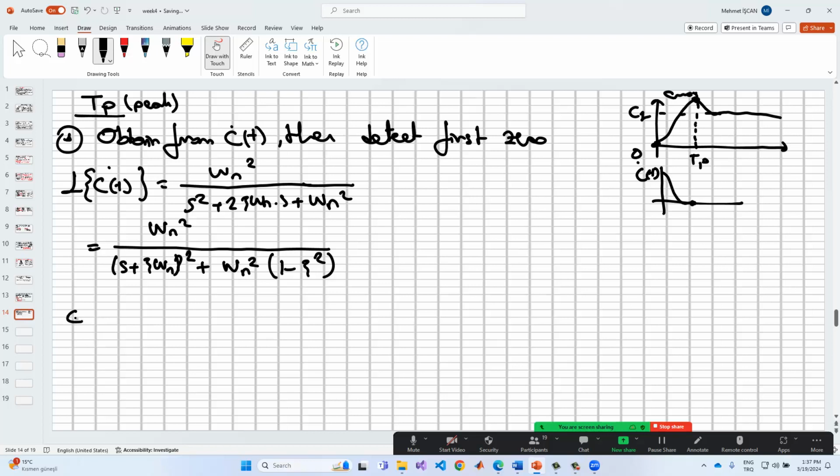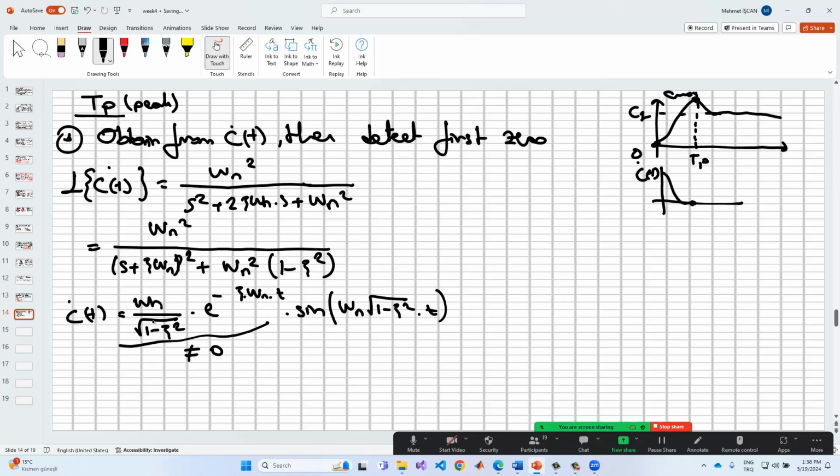C dot of t in the time domain is equal to these solutions times e to the minus zeta omega n t and sine of omega n square root of one minus zeta square t. The inverse Laplace transform gives us these values. The exponential cannot be equal to zero because we have a real number here, so we don't have any zero values, and the sine must be zero. In order for the sine to be zero, omega n square root of one minus zeta square t must be equal to n pi.